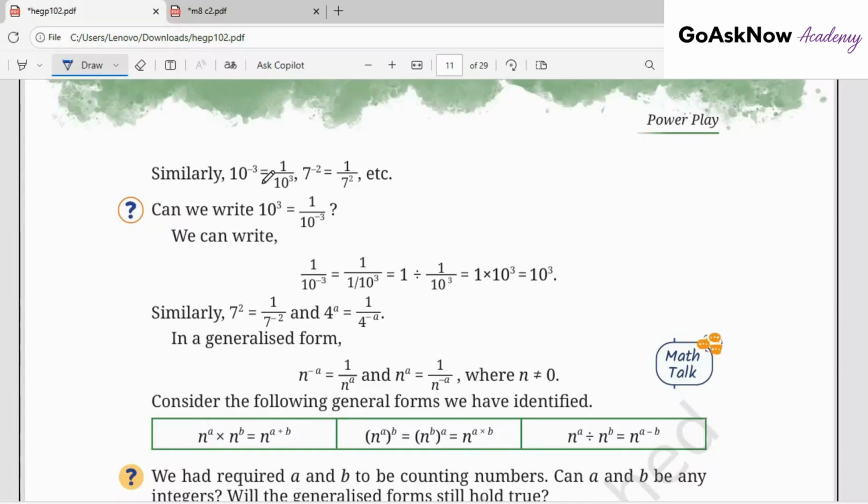Similarly, 10 power minus 3 is equal to 1 by 10 power 3. 7 power minus 2 is equal to 1 by 7 power 2.